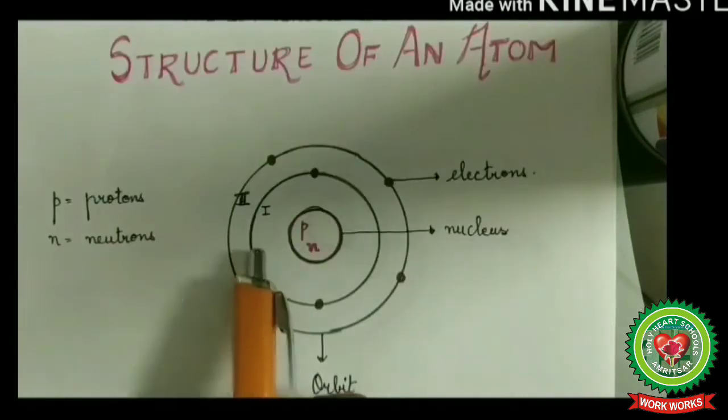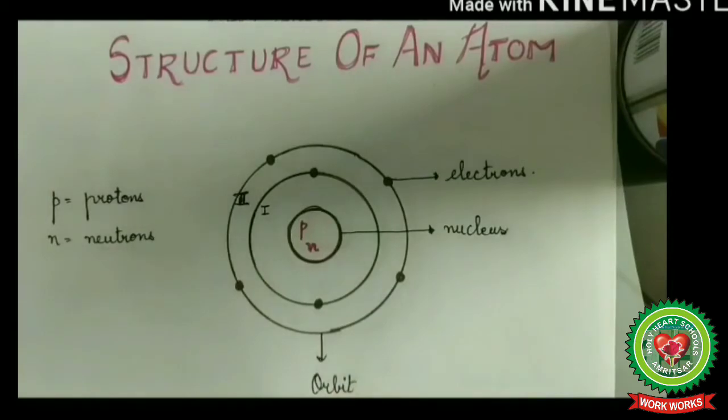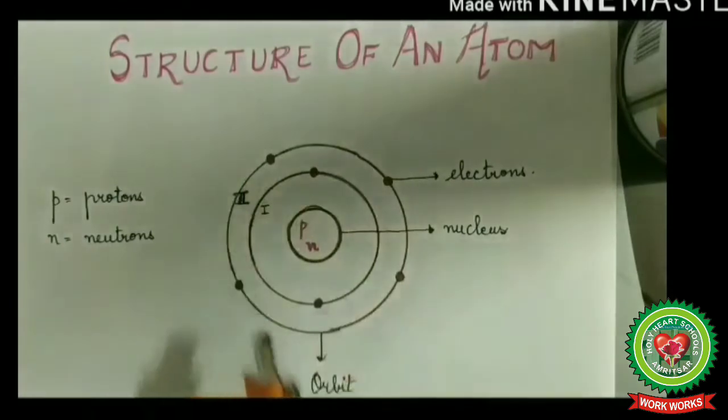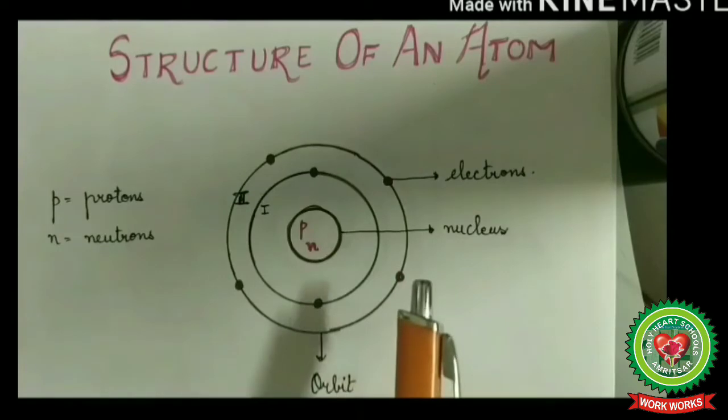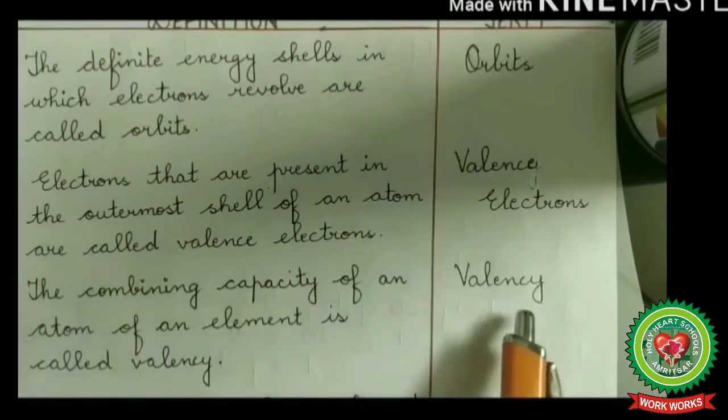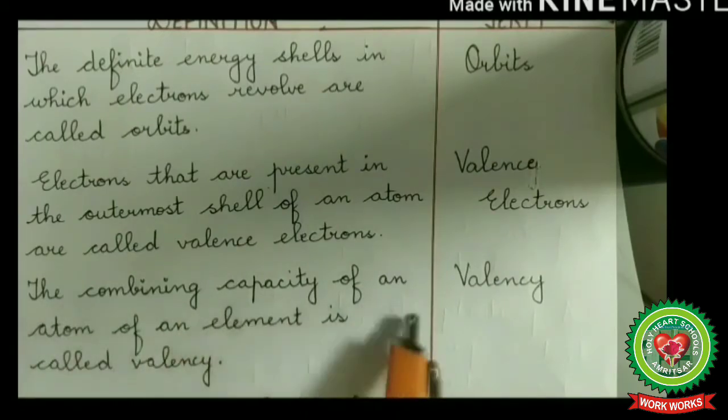Now students, this is first energy shell and this is second energy shell. You can see the electrons in this shell. This is last shell or outermost shell of this atom. The electrons that are present in the last shell or the outermost shell of an atom are called valence electrons. Next is valency. The combining capacity of an atom of an element is called its valency. That is how many electrons can be given or taken by an atom of an element.